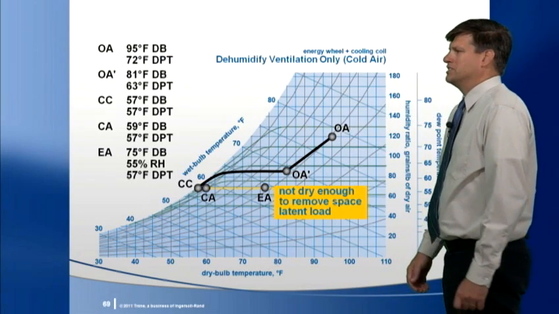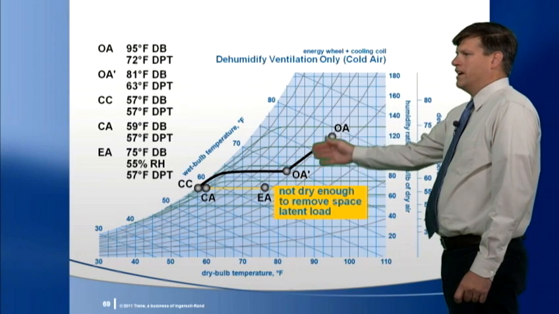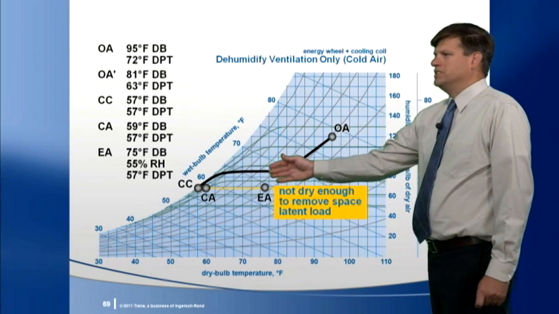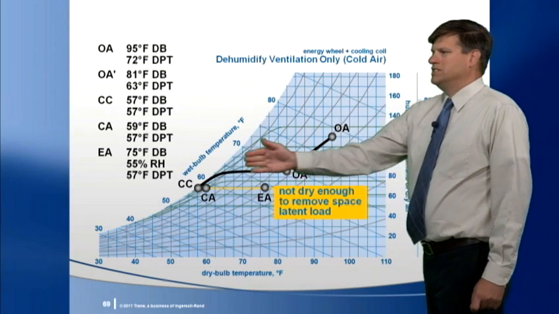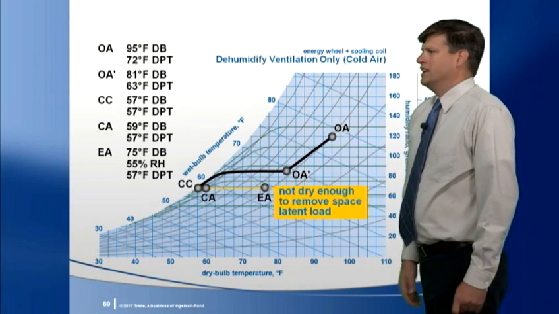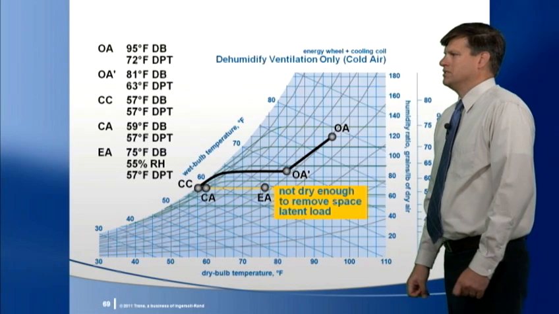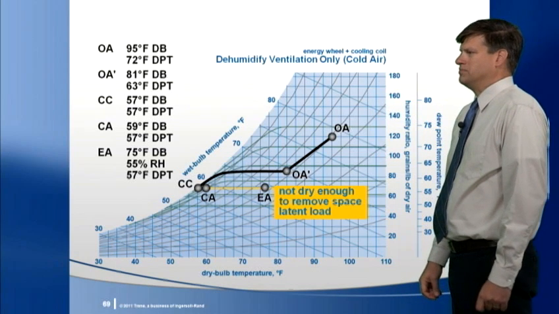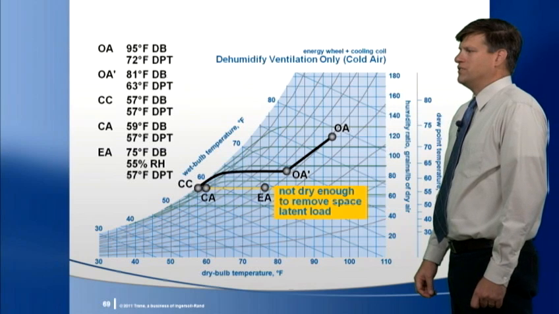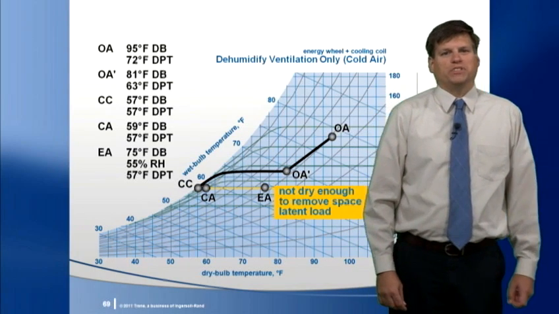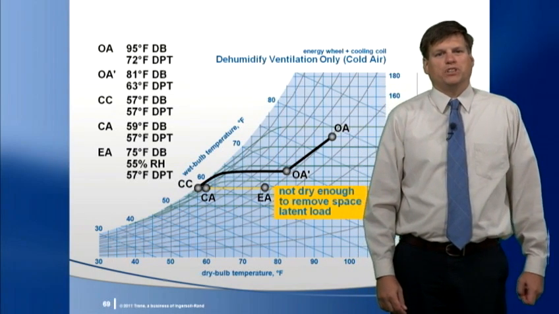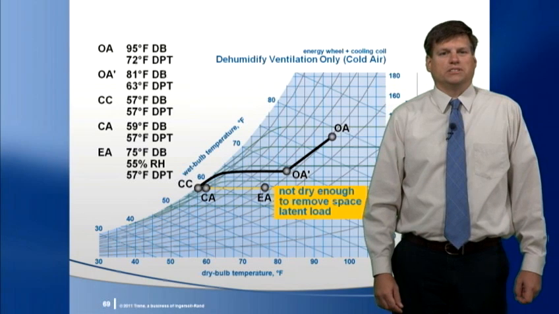Let's look at the psychrometrics of this unit. The outdoor air enters and is pre-cooled and dehumidified by the energy wheel. Then the cooling coil dehumidifies the air down to a 57-degree dew point. The fan adds a few degrees of heat, and this air is delivered to the spaces. This air will be cool enough to remove some of the space-sensible cooling, but it will not be dry enough to remove any of the space-latent loads.